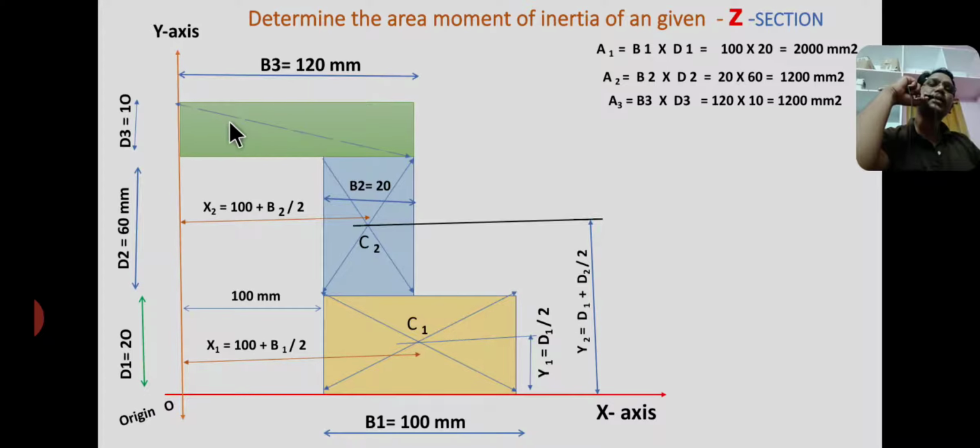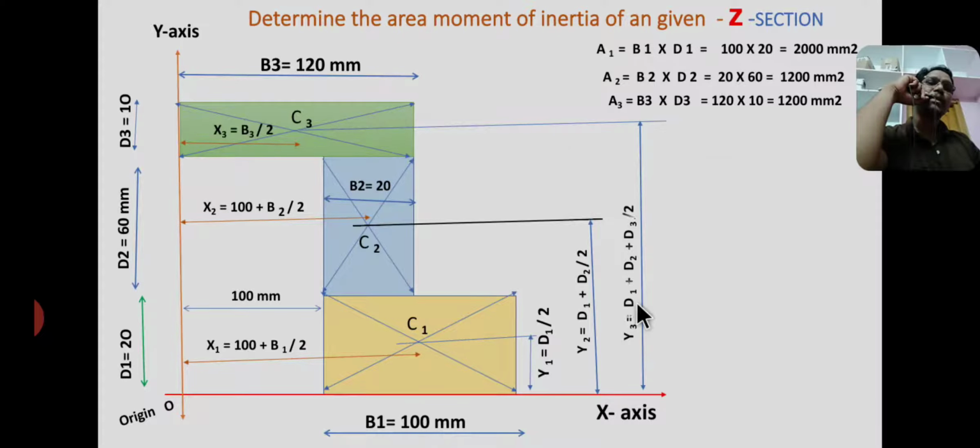Similarly, I am drawing the diagonal lines for section 3. C3 is the centroid of a third rectangle at a distance of x3 equal to base by 2. Here there is no gap. Therefore the answer x3 equal to base 3 by 2, that is 60 mm, and y3 equal to, from here to here the value is y3, that is height of a bottom rectangle plus height of a middle rectangle plus half of the height of third rectangle, that is y3 equal to d1 plus d2 plus d3 by 2.